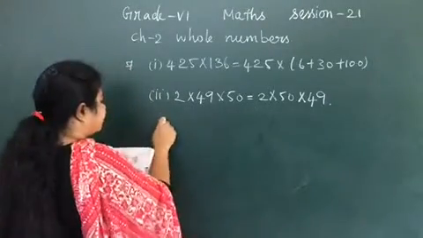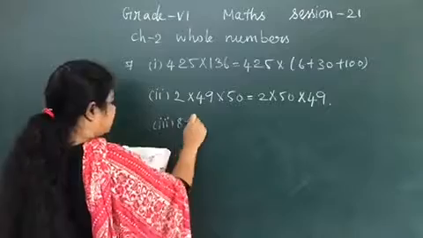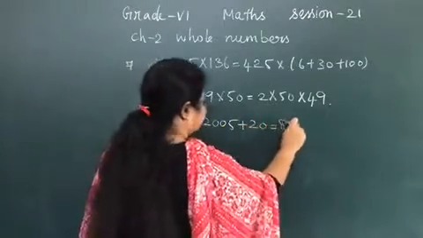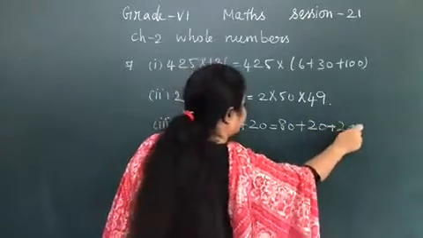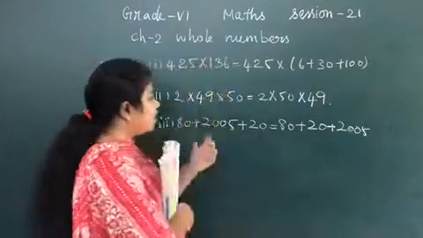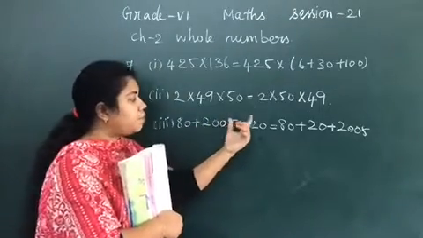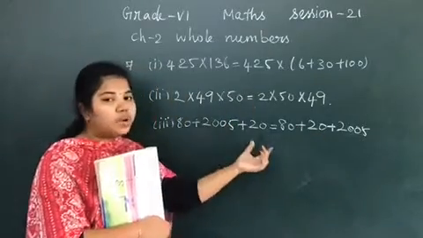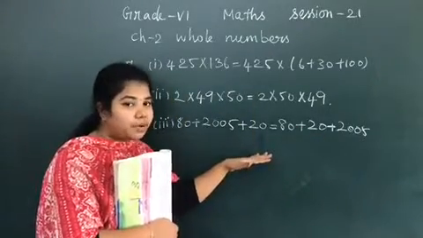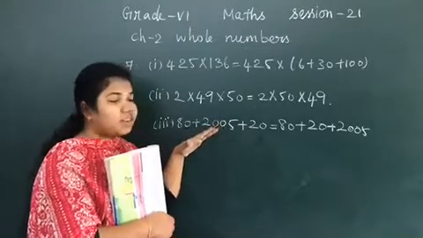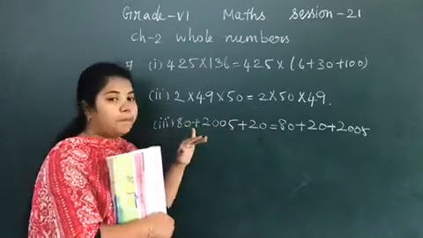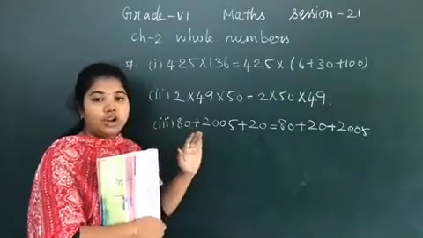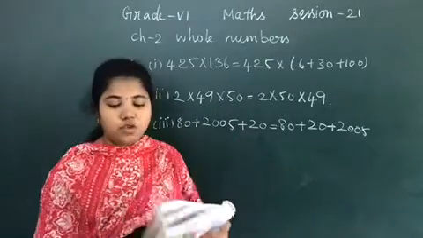Now see the third one. The same way, here 80 plus 2005 plus 20, here 80 plus 20 plus 2005. The places of 2005 and 20 are interchanged, so it is commutative property, and the basic operation here is plus, that is addition. So commutativity under addition. Are you clear? So up to this your exercise 2.2 is over.